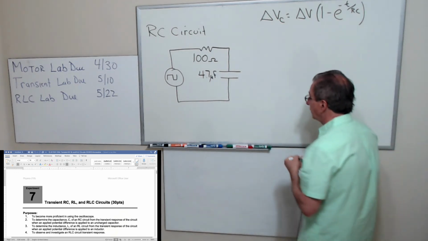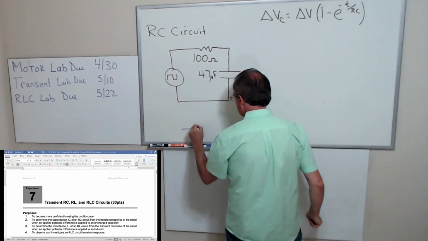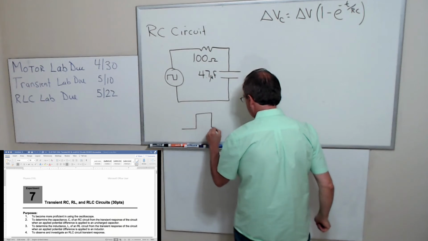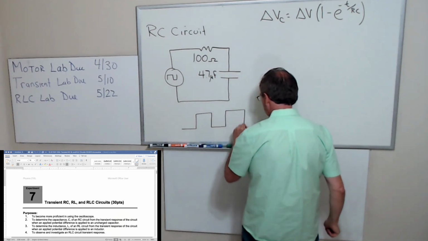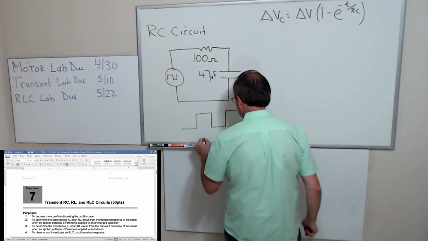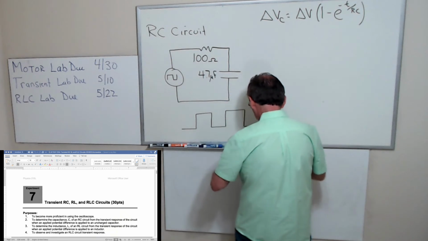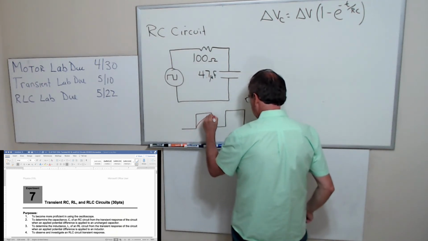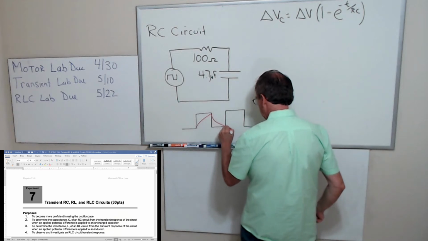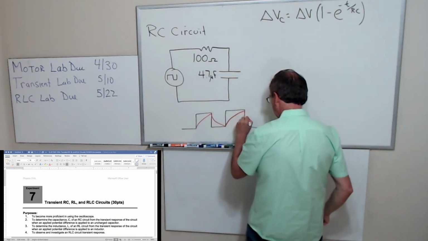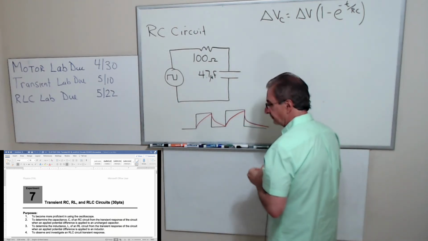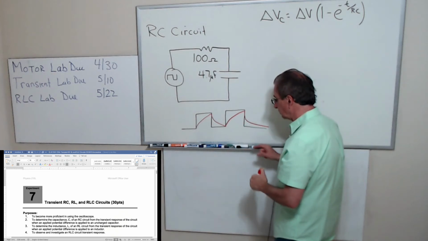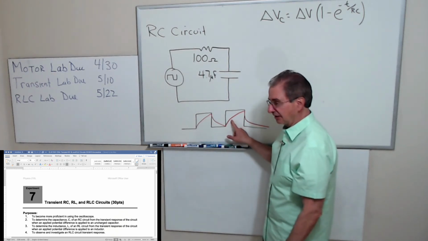So you're going to put in a signal that looks like this, and the capacitor is going to charge and discharge. So it'll do something like this. Okay, so you're going to be able to observe the capacitor signal on the scope.